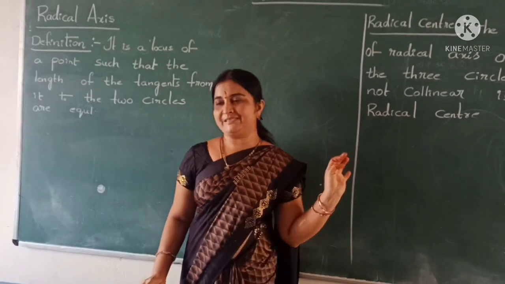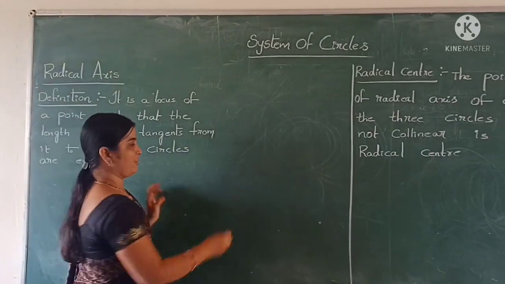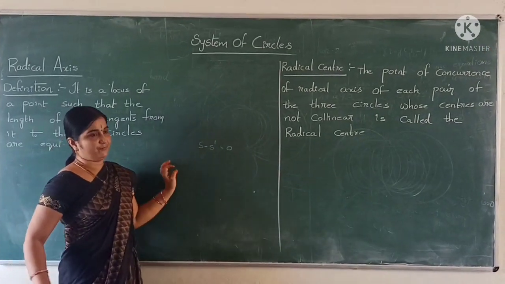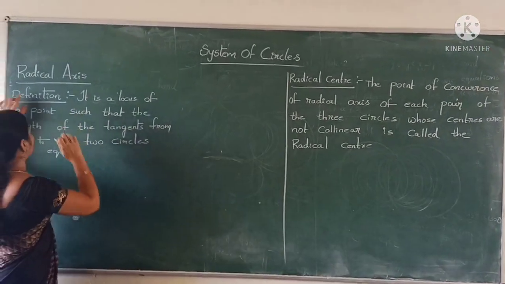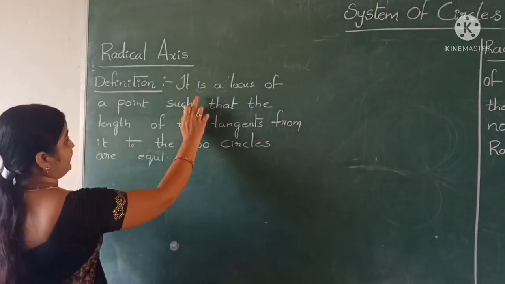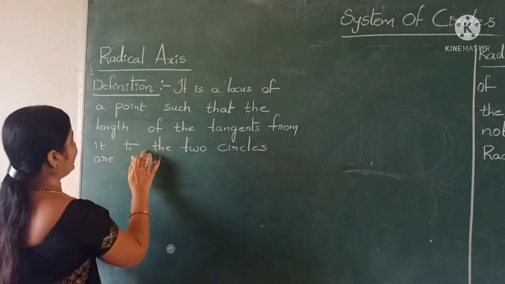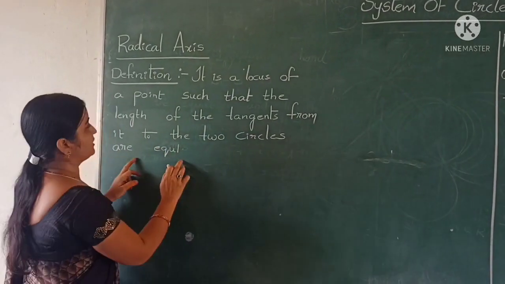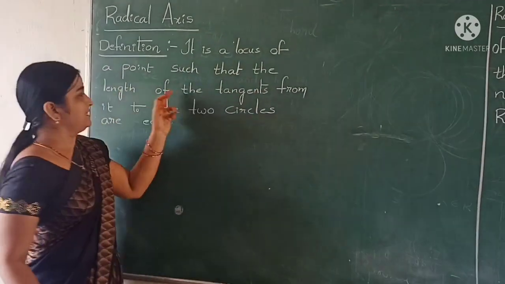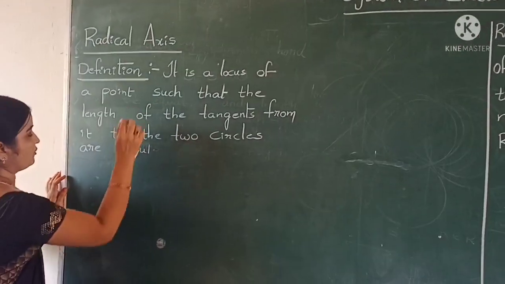Okay children, previously I have discussed about the equation of the common chord and the equation of the common tangent, which are in the form of s minus s dash is equal to 0. We have to learn about that formula. And today, I have discussed about radical axis. What is the radical axis of two circles? Definition: it is a locus of a point such that the length of the tangents from it to the two circles are equal.